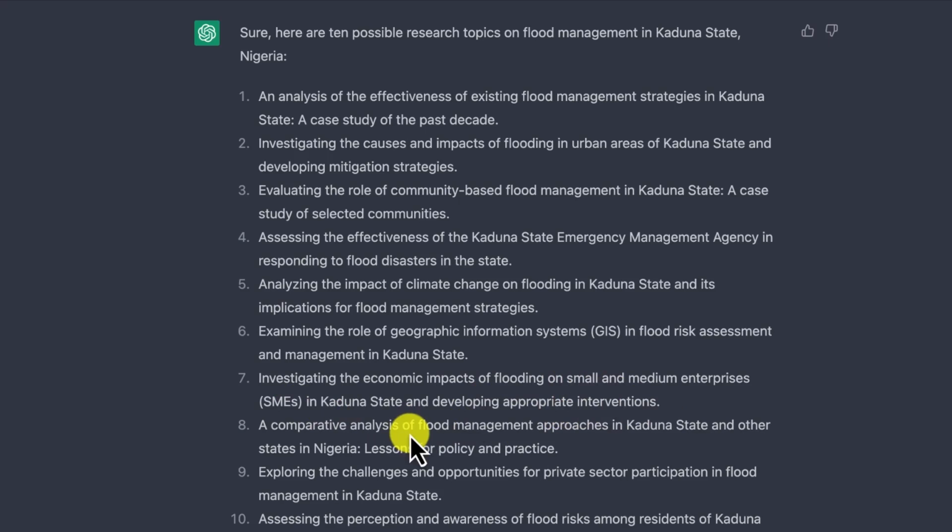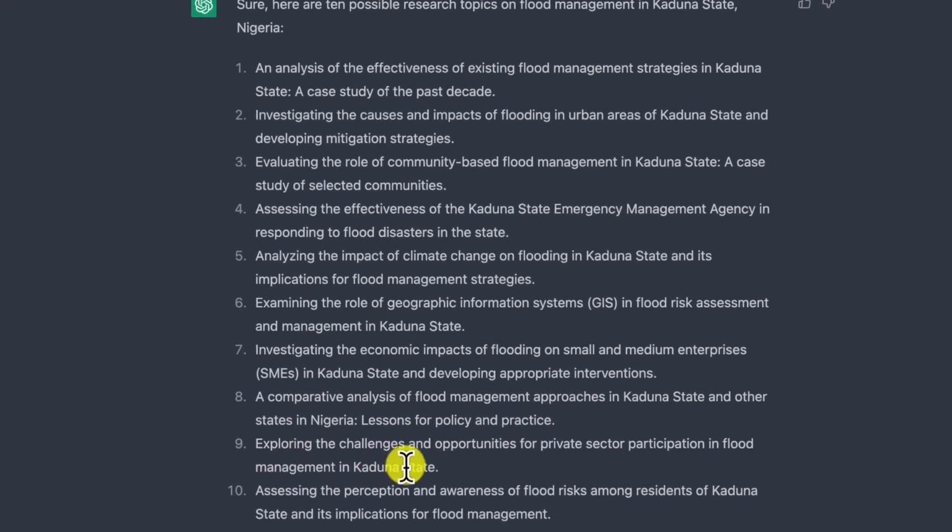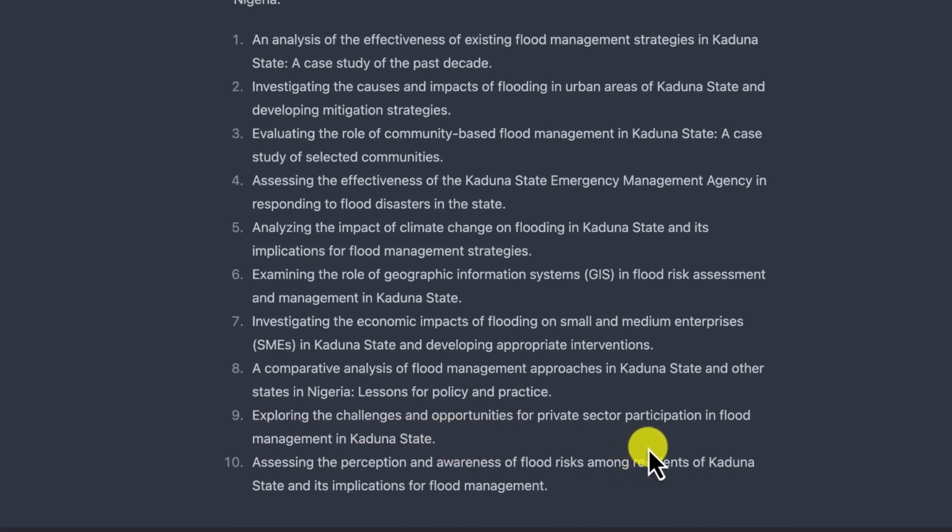You can see these are a variety of topics that cover a wider picture and some that are much more specific. Like this one, the use of GIS. Like this one, looking into climate change impact. Okay, and you can see this one, a comparative analysis of flood management approaches in Kaduna State and other states in Nigeria: lessons for policy and practice. And this is very good, and these are very, very excellent topics. Exploring the challenges and opportunities for private sector participation in flood management in Kaduna State.